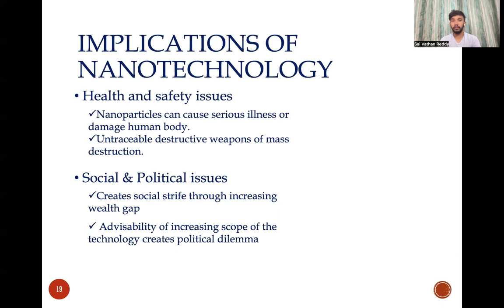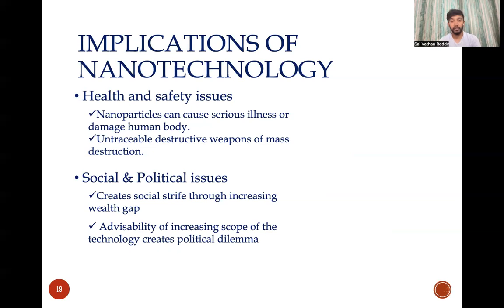Right now, nanotechnology faces health and safety issues and social and political implications. The health and safety issue is that nanoparticles can cause serious illnesses or damage the human body, because we have no idea how nanotechnology works inside the body. Because nanotechnology is so small, it can be used in even more destructive ways. It can create a bio or destructive weapon for mass destruction. Who knows what nanotechnology can actually do?